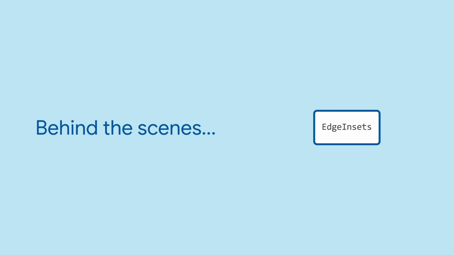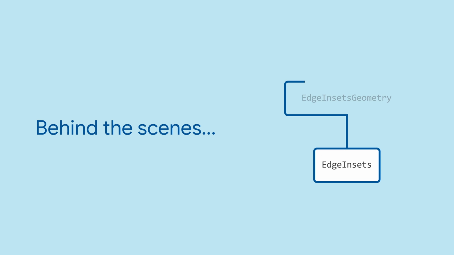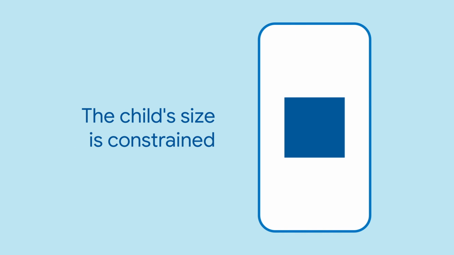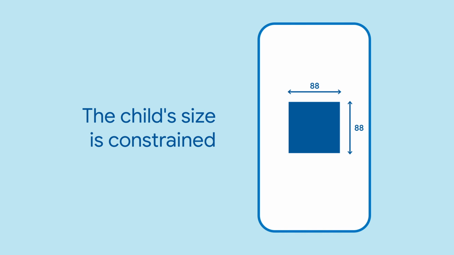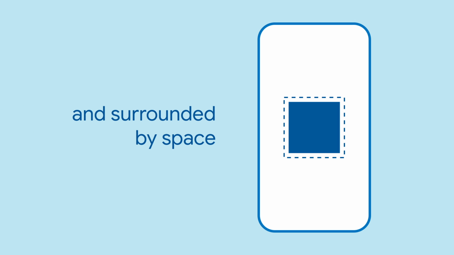EdgeInsets is an implementation of the abstract class EdgeInsetsGeometry, which padding uses to figure out where and how much space to apply. It starts by telling its child that the amount of space it can take up is constrained by however much padding was given, and then it fills the remaining space with nothing.